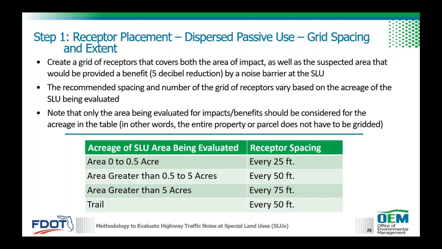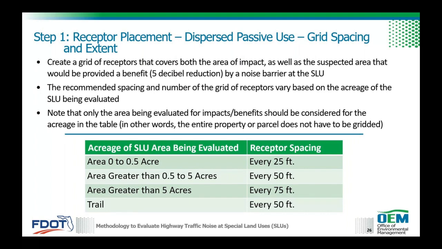It's important to note that only the area being evaluated for impacts or benefits should be considered for the acreage in this table. In other words, the entire property or parcel does not have to be gridded. For example, you would not put a grid of receptors over the entire Disney park. You would only put receptors in the area that you are evaluating for noise impacts, which is closest to the facility.